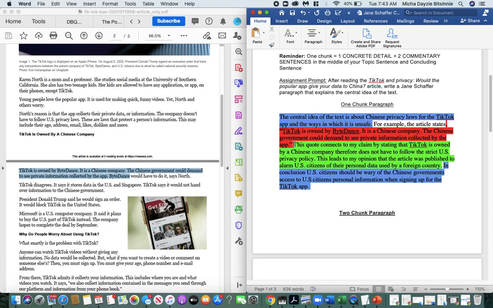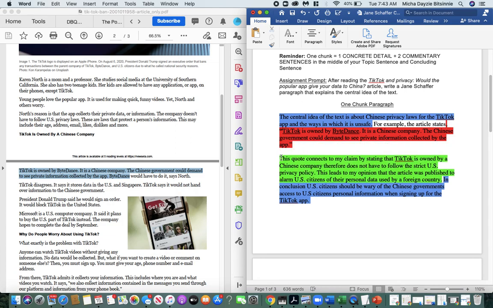And now is the commentary. In the commentary, this is your words. The commentary is your information. All right, so the commentary here is transitioning from the quote to commentary. This quote connects to my claim by stating that TikTok is owned by a Chinese company, therefore does not have to follow the strict U.S. privacy policy. This leads to my opinion that the article was published to alarm U.S. citizens of their personal data used by foreign country.